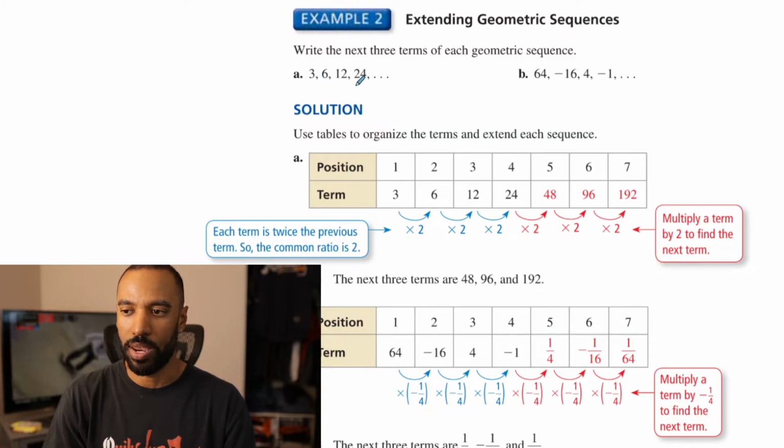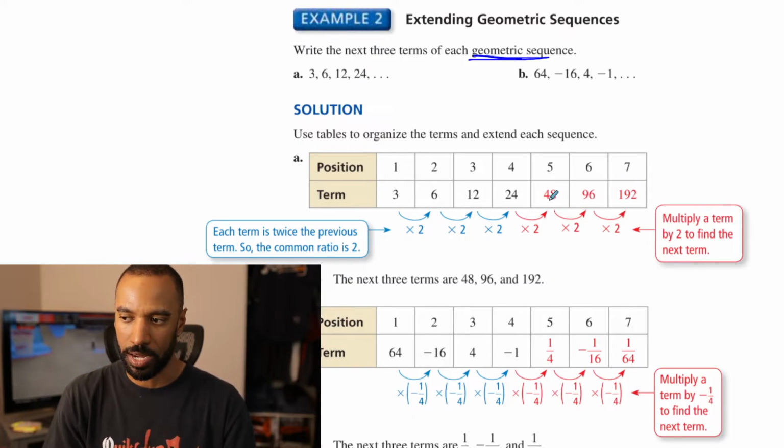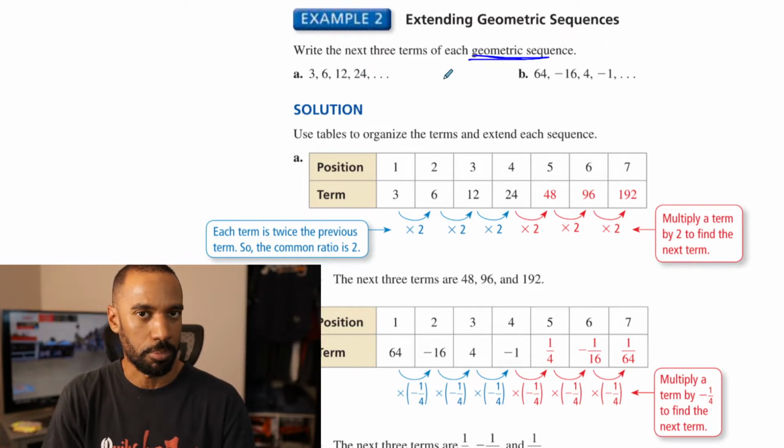They show the common ratio is times 2. They note that it's geometric, so it will have a common ratio. So we're multiplying by 2. 24 times 2 is 48, times 2 is 96, times 2 is 192, etc. like that. I'll probably just write them as a list straight up right here.